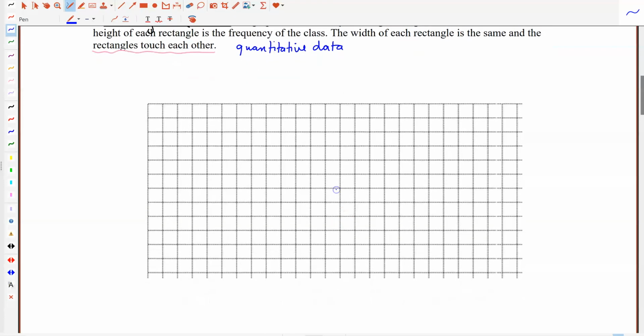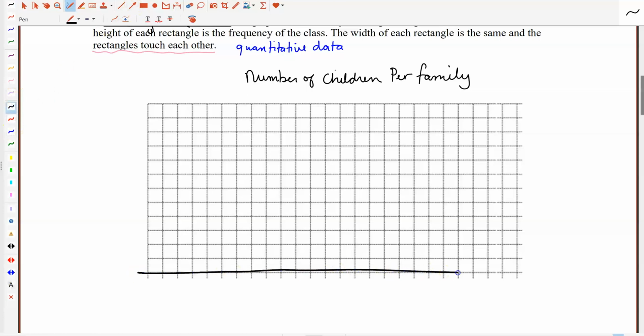Now, first off, I'm going to go ahead and immediately give my graph a title for what I'm going to be graphing here. We're going to be graphing the number of children per each family that's in the survey. Typically, the data set is going to go along this horizontal axis, so I'm going to go ahead and draw in a horizontal axis down here. Okay, and the data that I'm going to put down there is number of children.